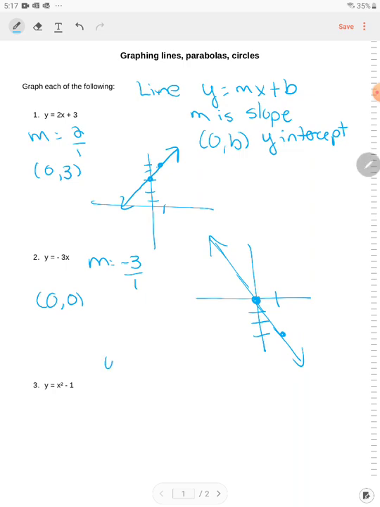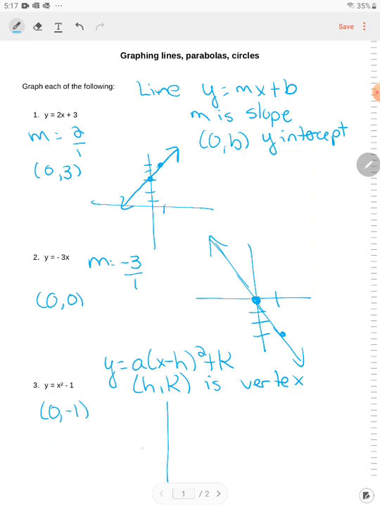Now, if you have y is equal to a(x minus h) squared plus k, this is a parabola that opens up or down. (h, k) is the vertex, and a is your stretch or shrink. So in this case, our vertex is (0, negative 1). So again, I'm going to graph (0, negative 1). And then to find my other points, I can use a graphing calculator. Or if you plug in x equals 0, y is equal to 0 minus 1, which is negative 1.